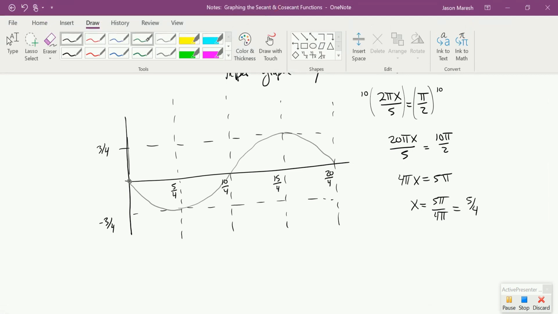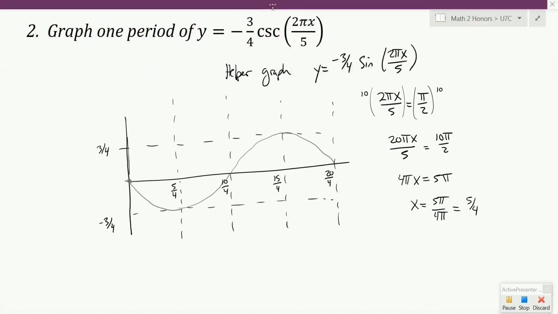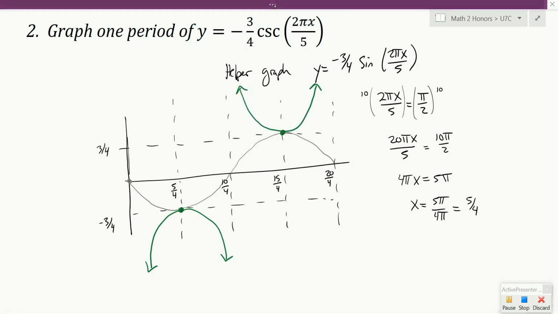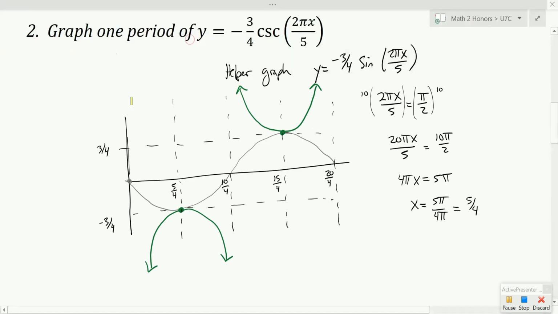So now I'm ready to draw my cosecant function. So wherever there's a min, put a point and draw that sad face. Wherever there's a max, put a point, draw that happy face. Okay, and then don't forget there are these kind of boundary lines that you're not allowed to pass, called vertical asymptotes. Okay. So what's one period of this function?